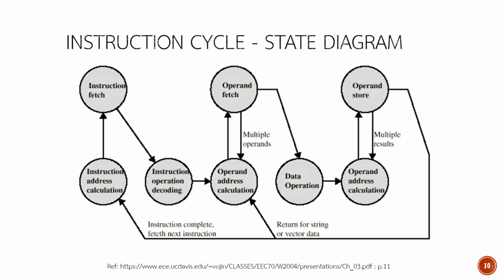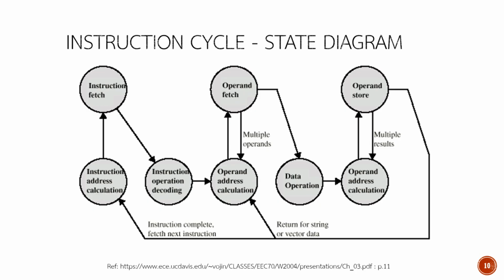Instruction fetch, IF. Read instruction from its memory location into the processor. Instruction operation decoding, IOD. Analyze instruction to determine type of operation to be performed and operand or operands to be used. Operand address calculation, OAC. If the operation involves reference to an operand in memory or available via I/O, then determine the address of the operand. Operand fetch, OF. Fetch the operand from memory or read it in from I/O. Data operation, DO. Perform the operation indicated in the instruction. Operand store, OS. Write the result into memory or out to I/O.